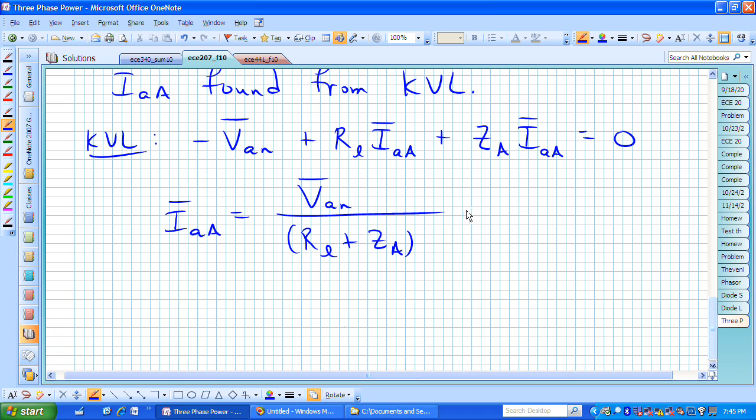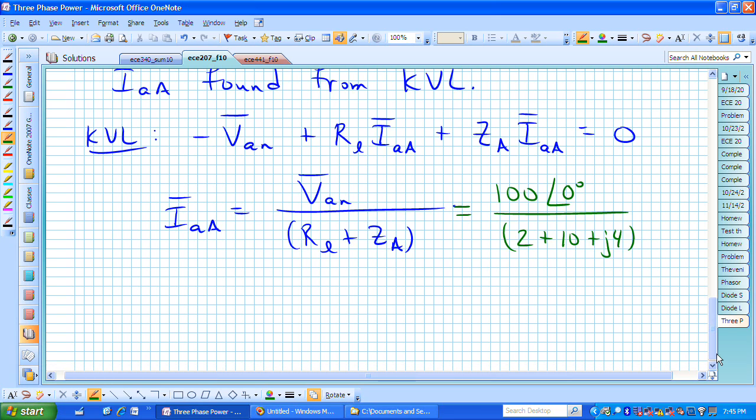For our particular problem, we were given that V sub AN was 100 at 0 degrees, R sub L was 2, Z sub A was 10 plus J4. We now have this is 100 at 0 degrees, this is 12 plus J4.